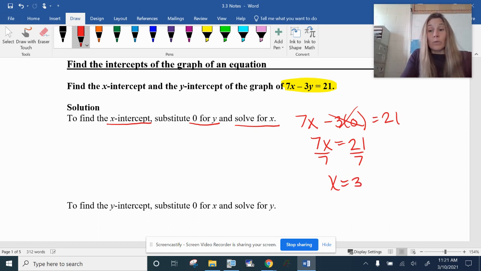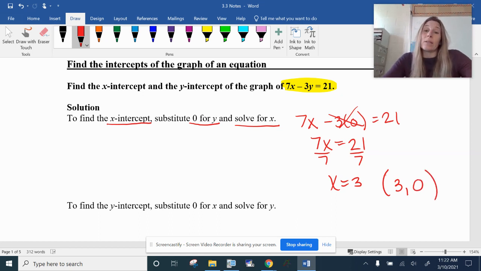So I know my x-intercept is going to be 3, but we really want to focus on writing that as an ordered pair because the intercept is really a point on the line, and x equals 3 could be an equation of a line, so we don't want to confuse the two.